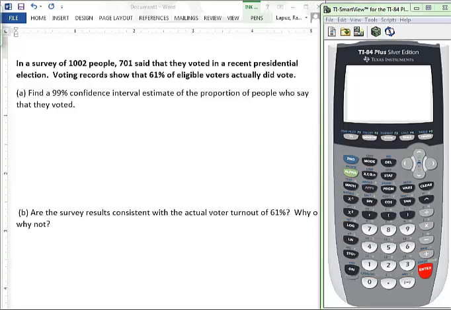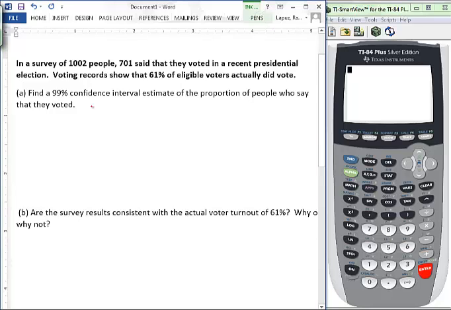Let's do a confidence interval for population proportion. The problem says, in a survey of 1,002 people, 701 said that they voted in a recent presidential election. Voting records show that 61% of eligible voters actually did vote. So, find a 99% confidence interval estimating the proportion of people who say that they voted.